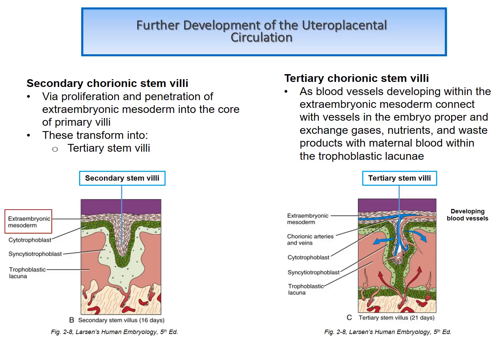Gases, nutrients, and waste products from fetal blood vessels exchange with gases and nutrients from maternal blood contained within the trophoblastic lacunae, and these diffuse back and forth across the layers of the tertiary villi.